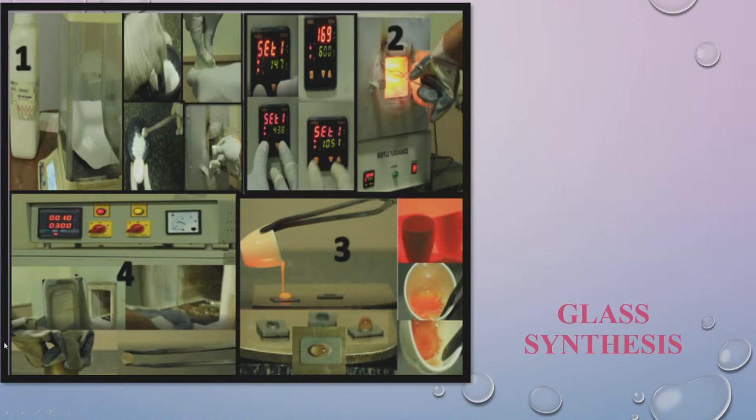You can just glance. This is the process which we use to synthesize glasses, and these glasses were made here in our National College, Jayanagar. We have two different furnaces, one for synthesizing and another for annealing. I have set it at four different temperatures. Let me tell you why we need the step process. This first one is around 150. Why did I set it at 150?